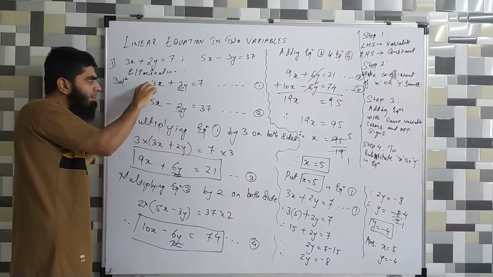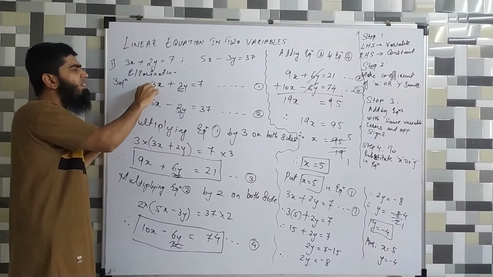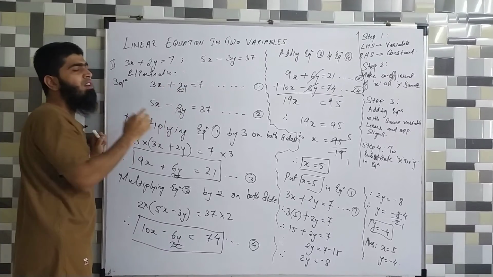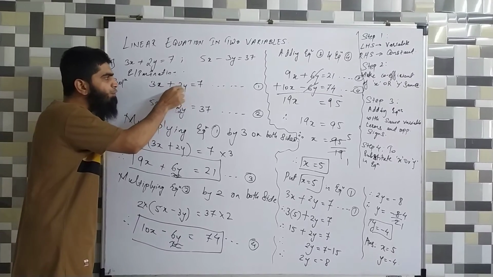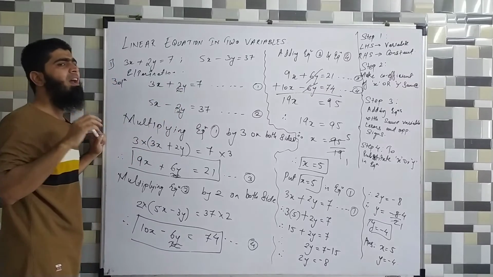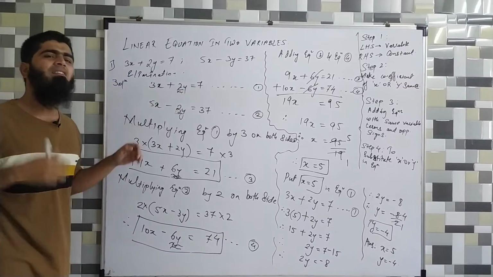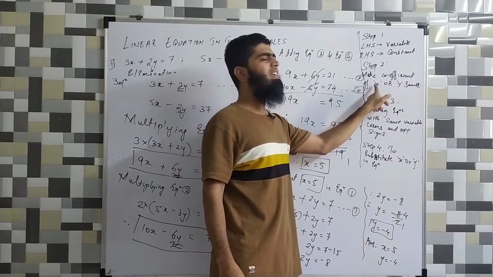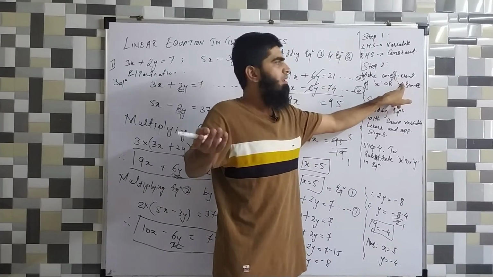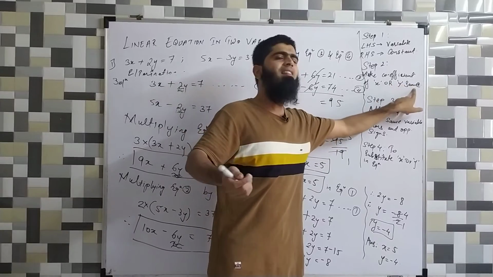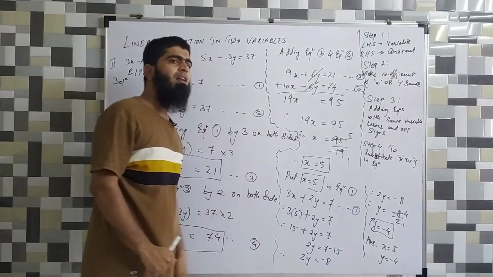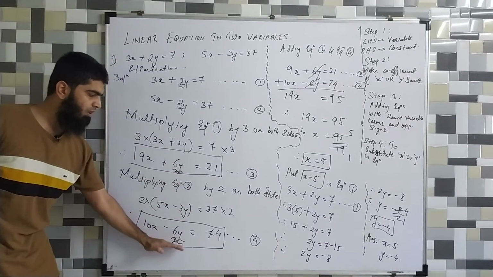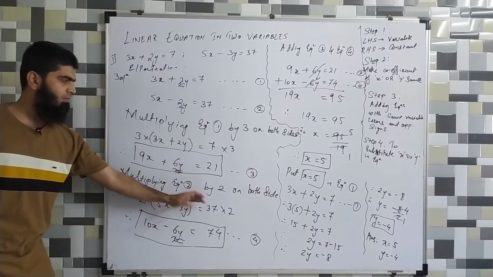See, the variable x, the coefficient of x variable was having same sign, plus plus. Here the variable y was having opposite sign. So we prefer to make the coefficient of variable y same or equal. How? By multiplying with suitable number. Is this clear? So step 2 will be make the coefficient of either x or y, not both, either x or y same by multiplying with suitable constant numbers.